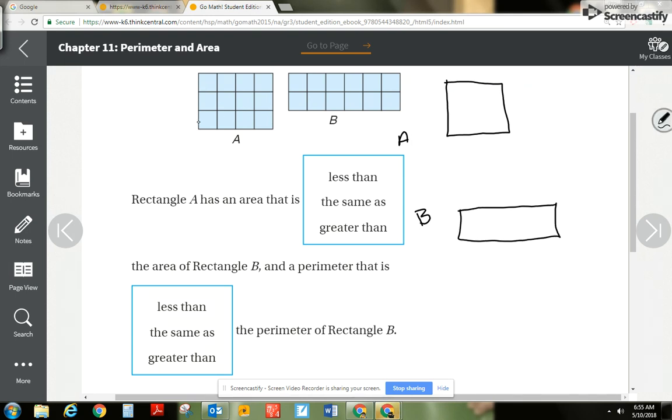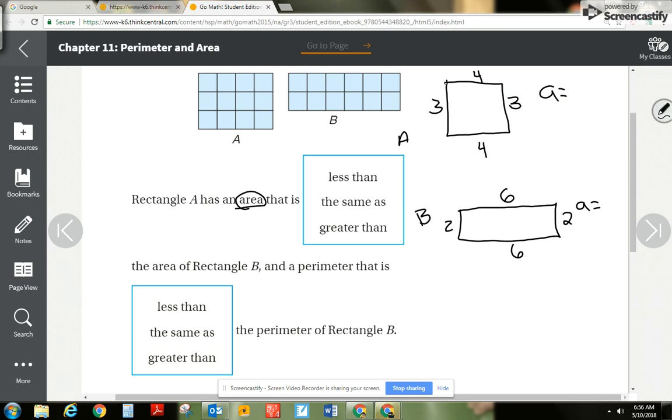So this is 3 by 4. So I'm going to go ahead and label the sides. And I know opposite sides in a rectangle are equivalent. B is 2, and then 1, 2, 3, 4, 5, 6. So go ahead and label these. This always first off. Rectangle A has an area that's going to be one of these compared to rectangle B. So I've got to find the area for A, and I've got to find the area for rectangle B.